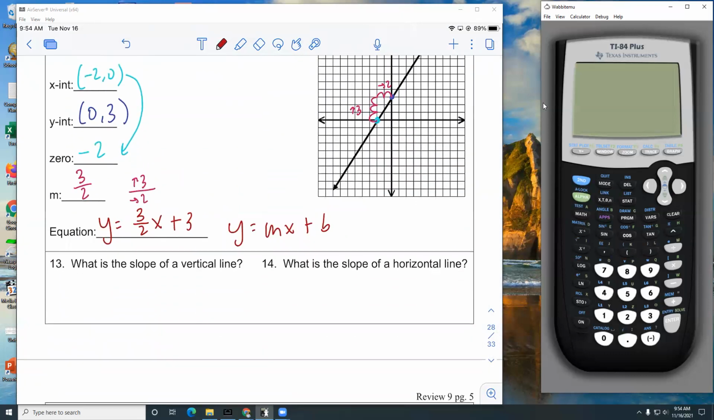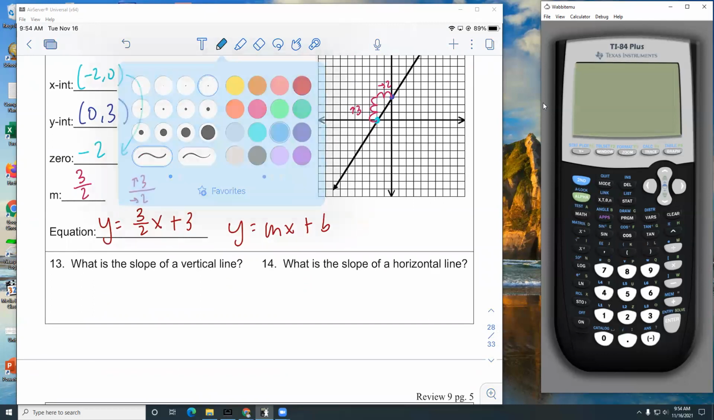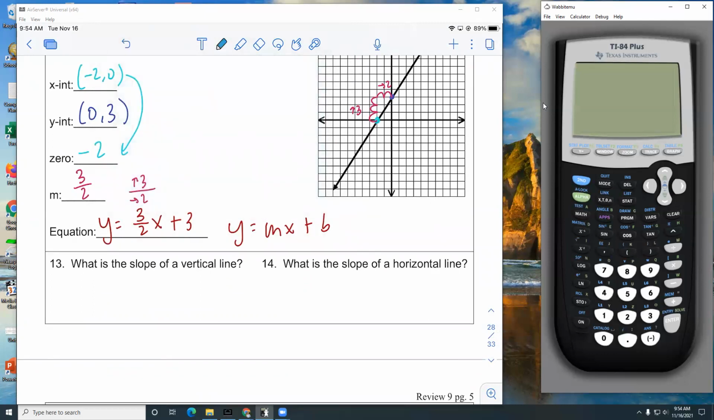13 and 14 are very tricky. Sorry, not very tricky, very easy. Sorry. What is the slope of a vertical line? Remember, a vertical line is my Vux situation. Remember, the middle letter tells me the slope. That middle letter is undefined.